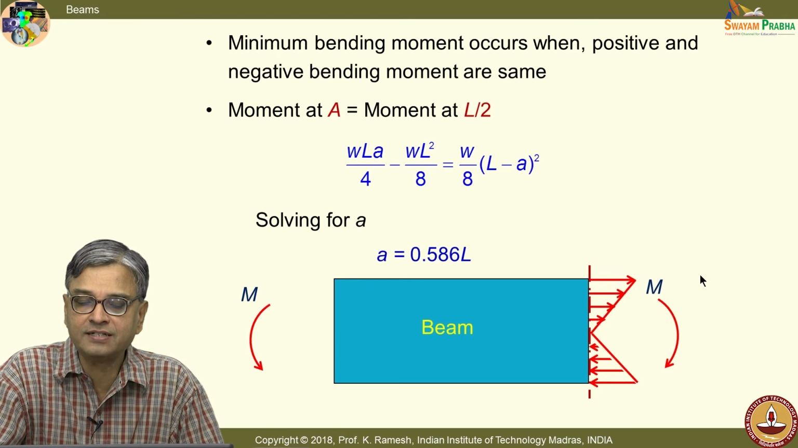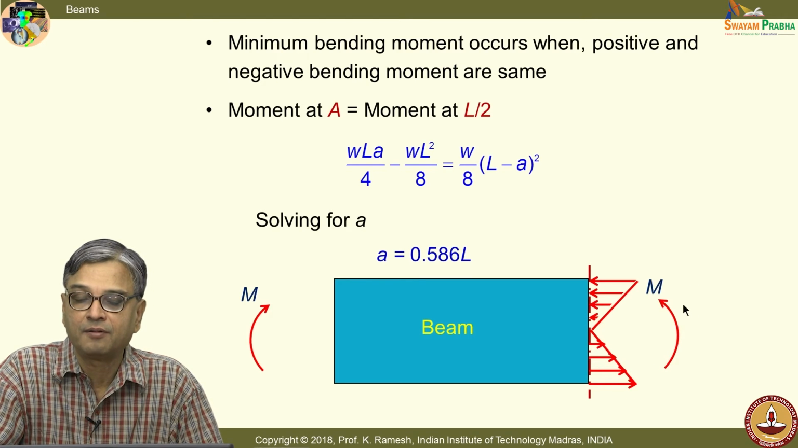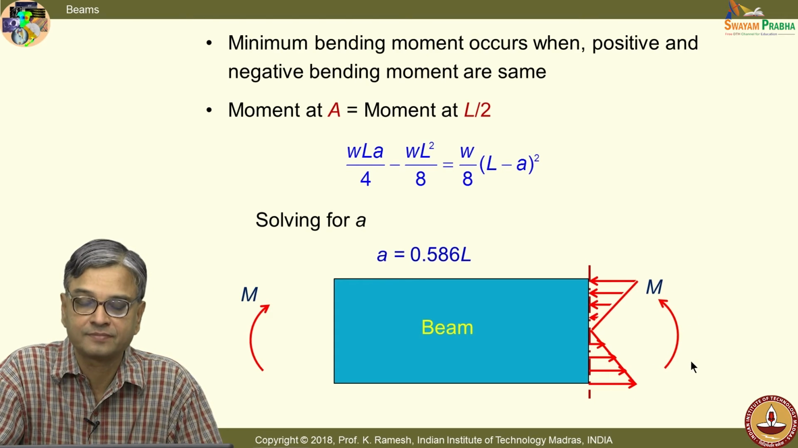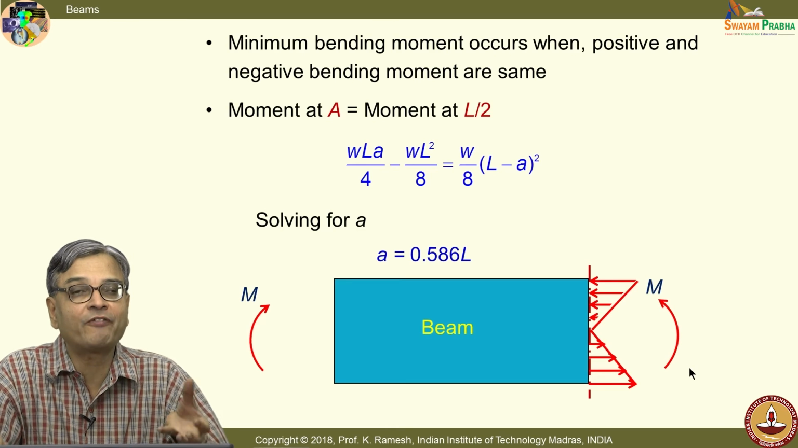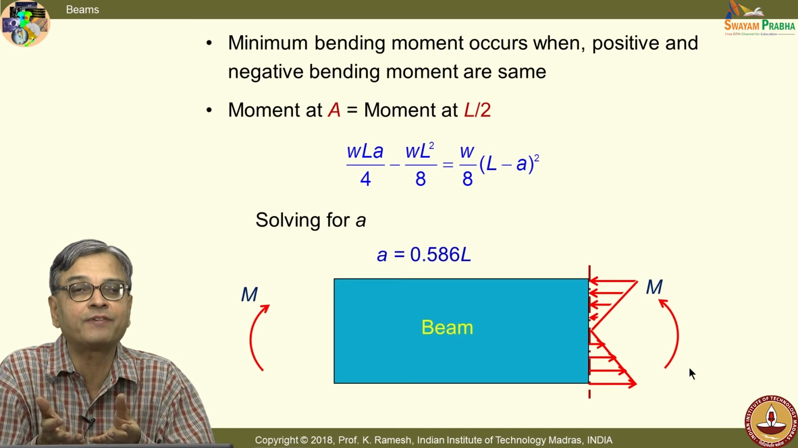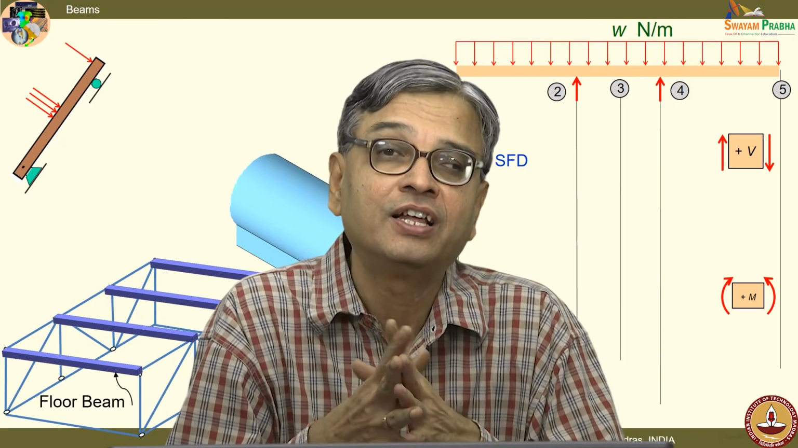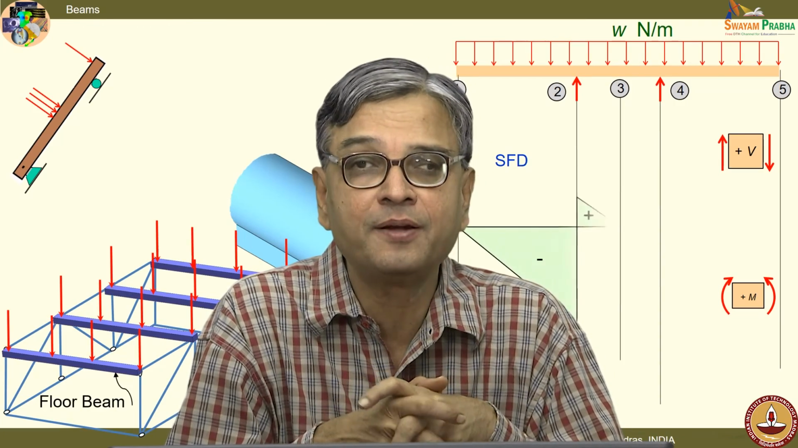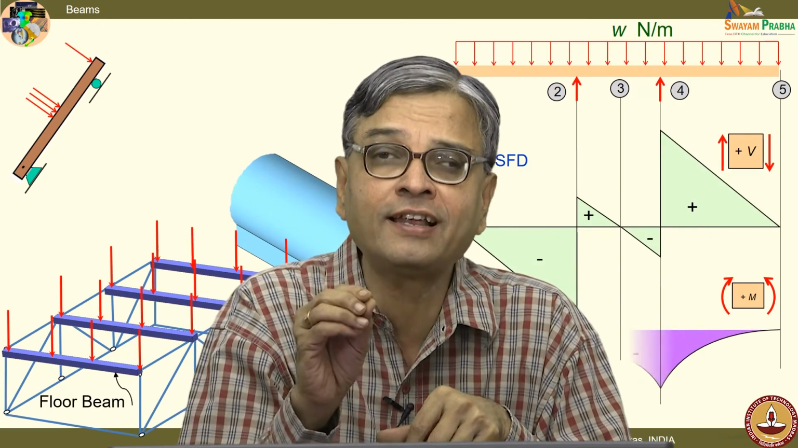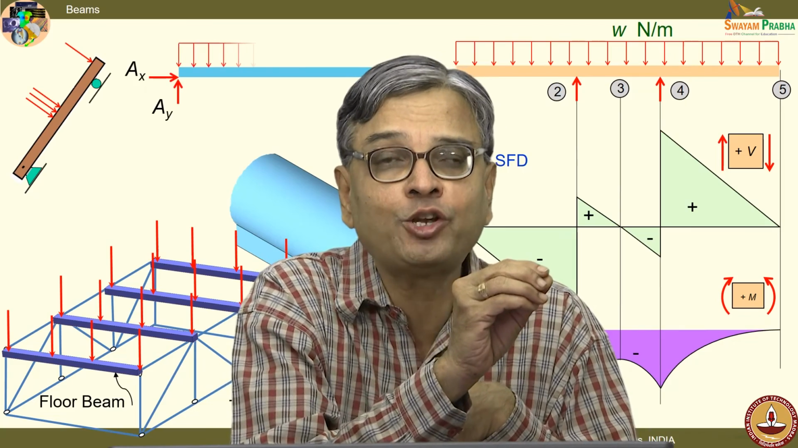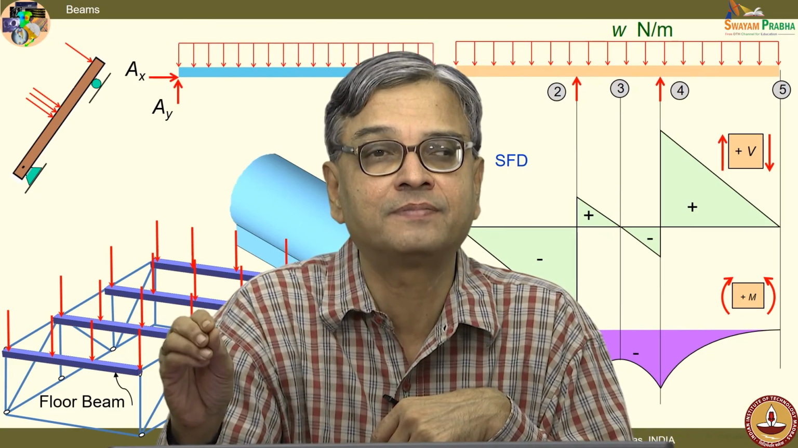And when I reverse the moment direction, the top fiber gets compressed and the bottom fiber gets elongated. So, this is the reason why I said, when I want to find out the bending moment, I am more interested in getting the magnitude along the length of the beam.